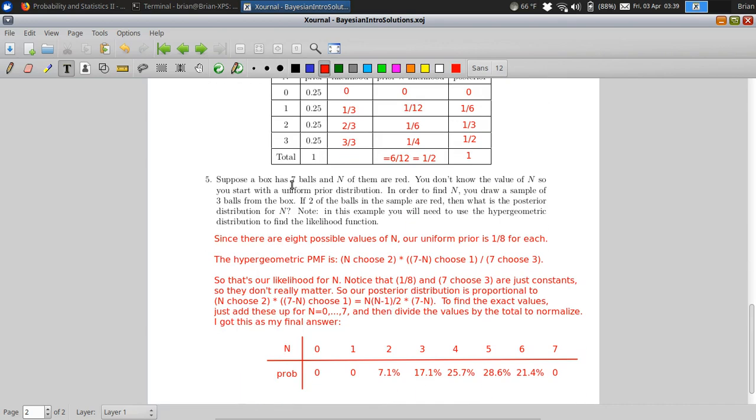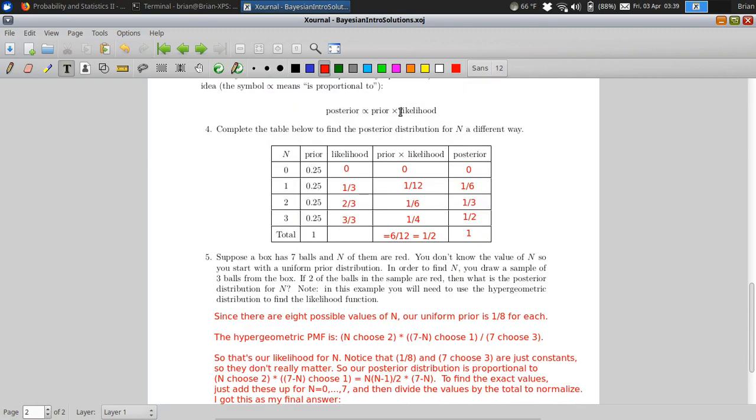This is number 5, where I ask you, what if you have a box with 7 balls now, and you don't know how many of them are red? So you're going to start with a simple uniform prior distribution. If there's 7 balls, then anywhere from 0 up to 7 of the balls could have been red. If we don't have any clue beforehand, then a simple prior would be to say they're all equally likely. Maybe n could be 0 or 1 or 2, all the way up to 7. That's 8 different possibilities, so let's assume they all have a 1 in 8 chance of being the correct value of n. That's what I used here as my uniform prior, 1 out of 8. And then to find the posterior, I'm going to need the likelihood function.